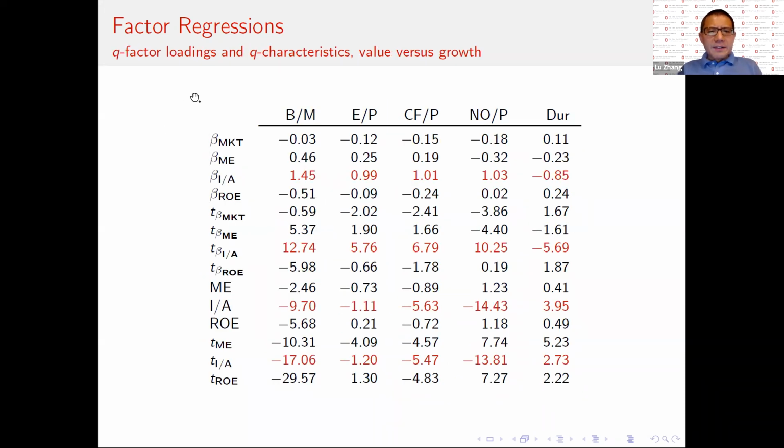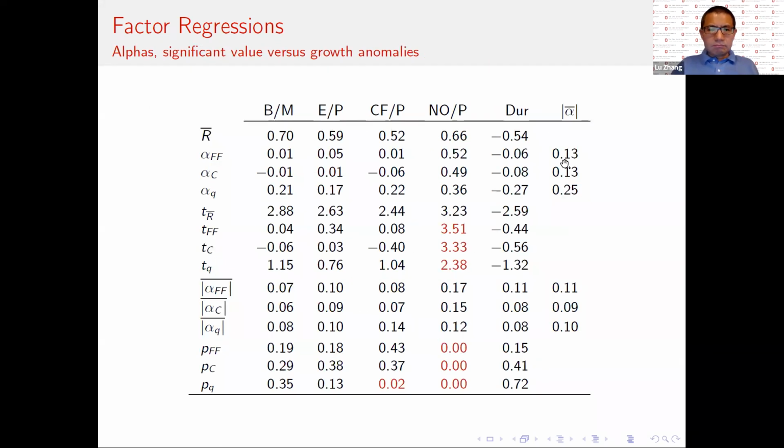In terms of factor loadings and characteristics, you see it is the investment factor loading that is doing the job. By the way, we always do high minus low. So that's why you see high duration is actually growth firms. And that's why high minus low duration, you have a negative average return, 54 basis points per month, t-value 2.6. But this is growth minus value as opposed to value minus growth.